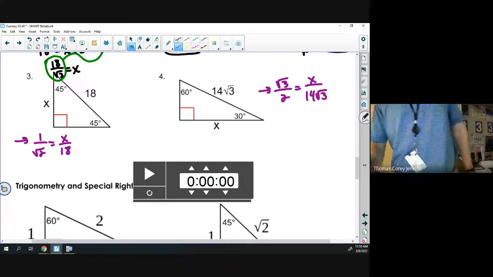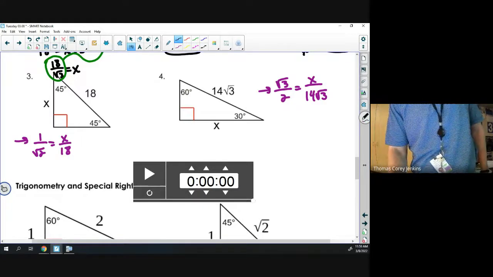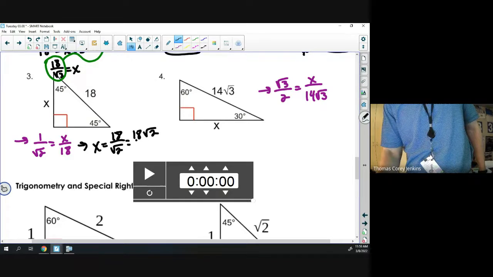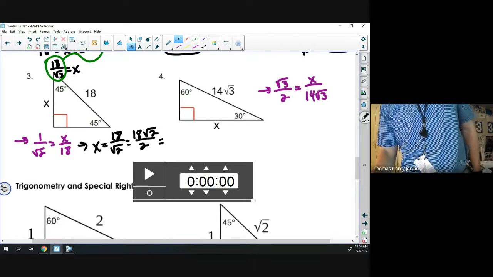And then when we solve this, we get basically x equals 18 over the square root of 2, which is equal to 18 square roots of 2 over 2. And then we get from there 9 square roots of 2.